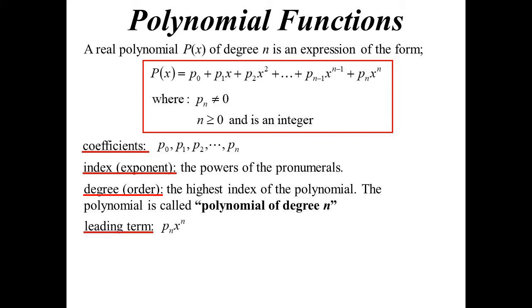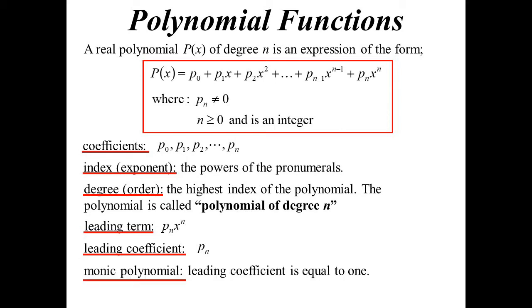A leading term. Now be careful with these next two. The leading term is the actual term with the highest power, whereas the leading coefficient is just the coefficient, so you don't have the x to the power of whatever. Make sure you read the question carefully, and that you know which one they're asking for. And monic just means that the leading coefficient is 1. It has to be positive 1. So negative 1, no good. It's got to be positive 1.